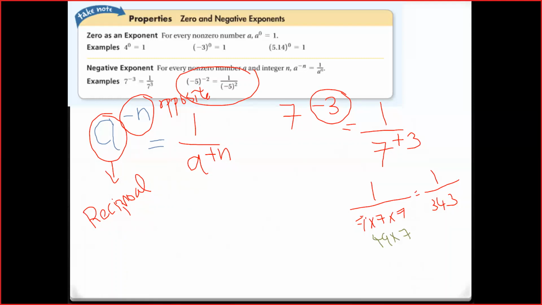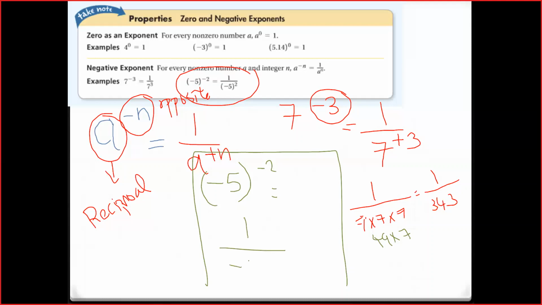Now, if you have negative 5 to the power negative 2, what is the reciprocal of negative 5? 1 over negative 5. What is the opposite of negative 2? Positive 2.